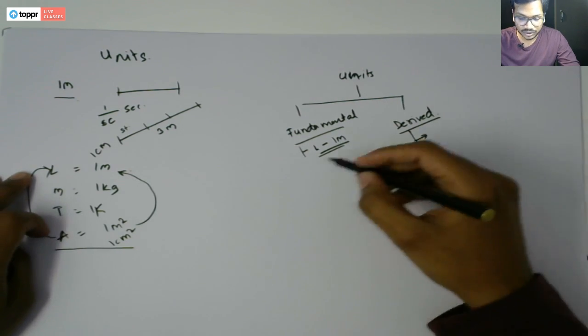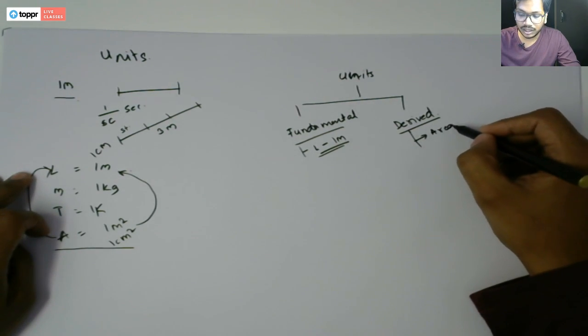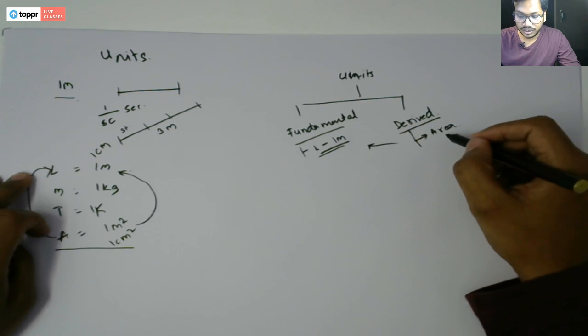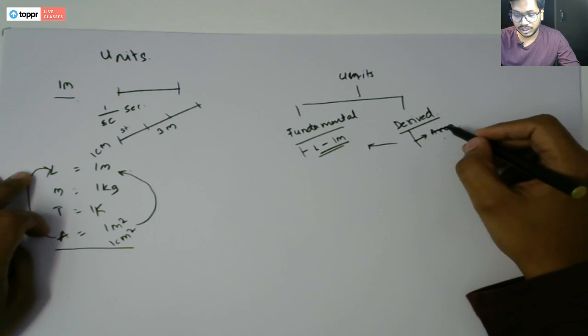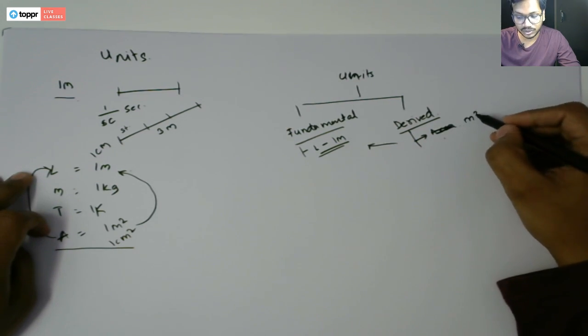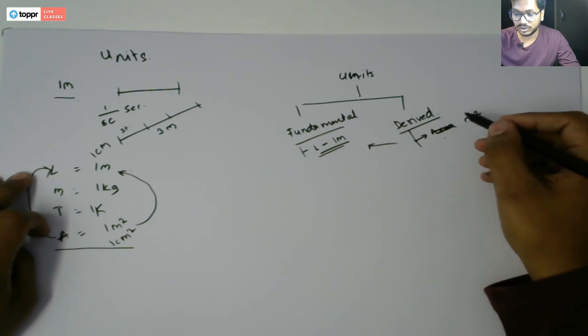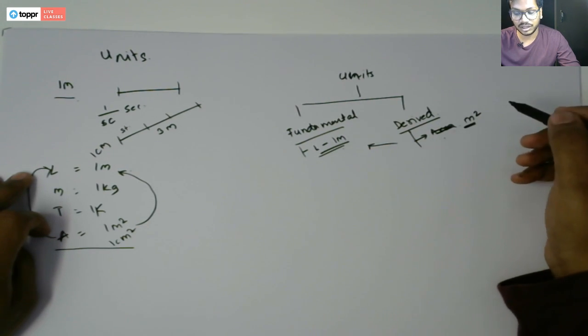For example, we saw area. Area is dependent on length. That is why the unit for area, meter squared, is derived from 1 meter. So you can say that this is a derived unit.